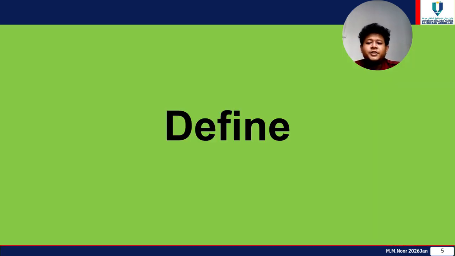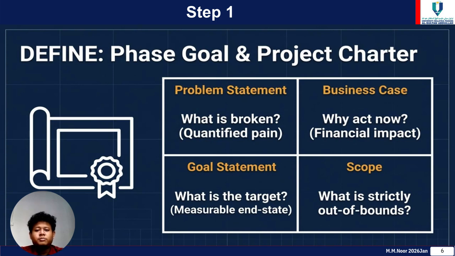Now, let us dive into phase 1, define. The primary goal of this phase is to establish our formal contract for improvement, the project charter. To build an effective charter, an engineer must answer four critical elements. First, the problem statement. We must define exactly what is broken, ensuring that the operational pain is fully quantified. We do not say the line is low. We state exactly how much yield or time is being lost.